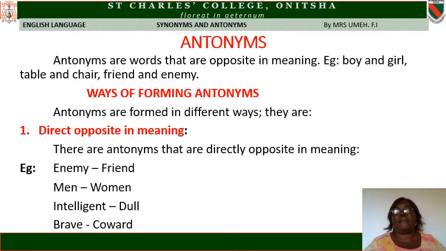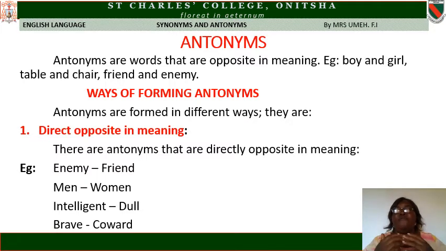We now move to antonyms. Initially, we gave the definition of antonyms. Antonyms are words that are opposite in meaning, e.g., boy and girl, table and chair, friend and enemy. Ways of forming antonyms. There are many ways of forming antonyms. The first one, we have words whose antonyms are formed by the direct opposite of the words.